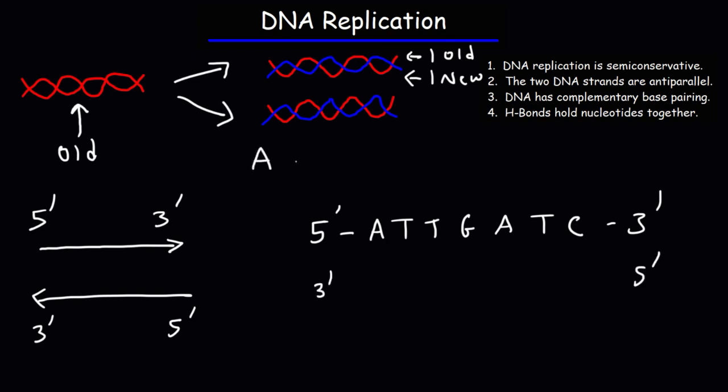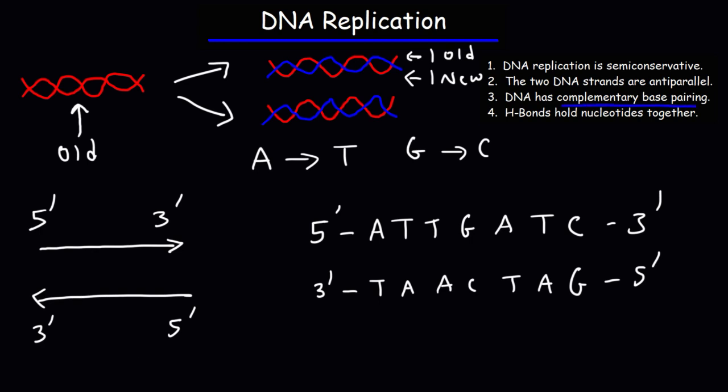Now in DNA, you need to know that A always pairs up with T, and G always pairs up with C, and vice versa. So here we have A is going to pair up with T, T is going to pair up with A, G is going to pair up with C, A is going to pair up with T, and C will pair up with G. So given the information of one strand, we can write the nucleotide sequence of the other strand. And so that's the idea of complementary base pairing in DNA.